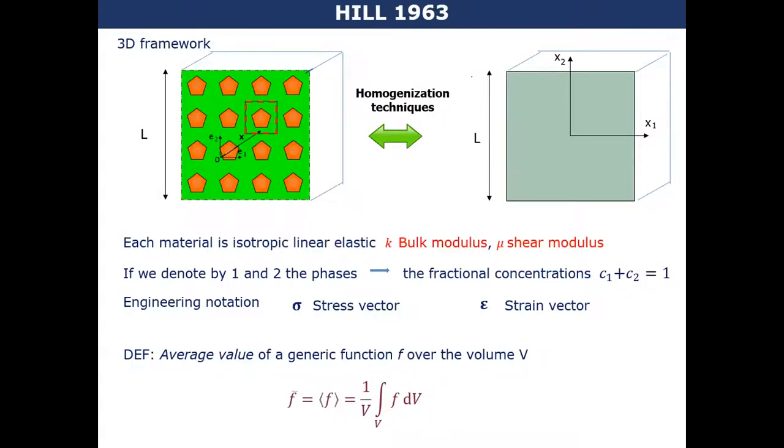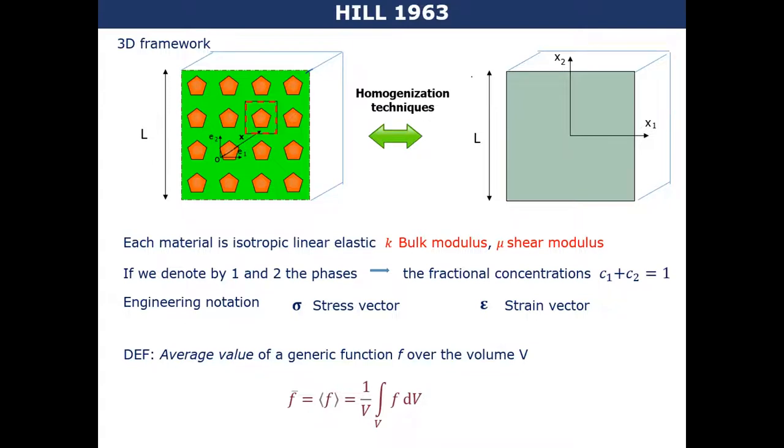Here, this picture is just an example. In this picture, I put a two-phase material. In this case, it is periodic with inclusions with general shapes. But as I said before, the material that he considered is very general. So what we want to do is to exploit homogenization techniques to obtain, starting from this heterogeneous material, an equivalent homogeneous material that represents reliably the behavior of the heterogeneous material.